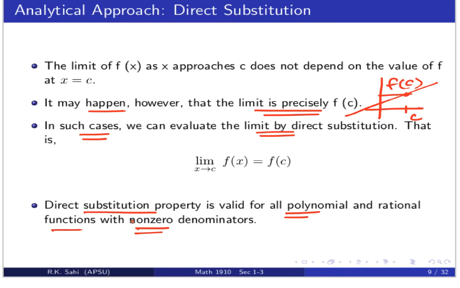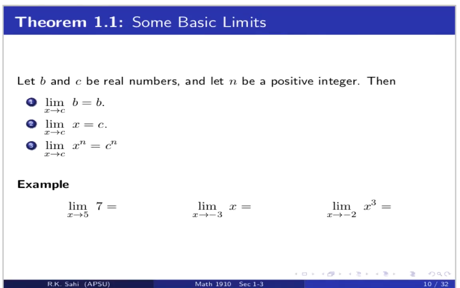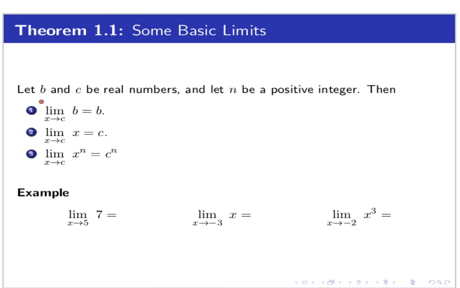Let's look at some theorems. And very, very simple theorems, guys. I'm going to draw some pictures and show it to you, and then do examples. So the first theorem is called some basic limits. The first is if b and c are some real numbers and n is a positive integer, then the limit of b, that is the function is just the value b, as x approaches c is b.